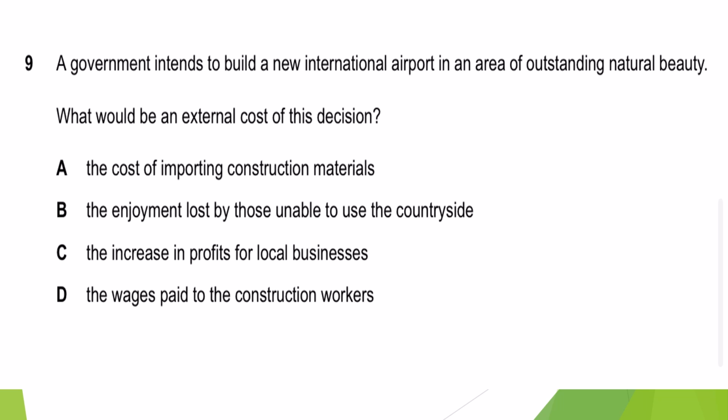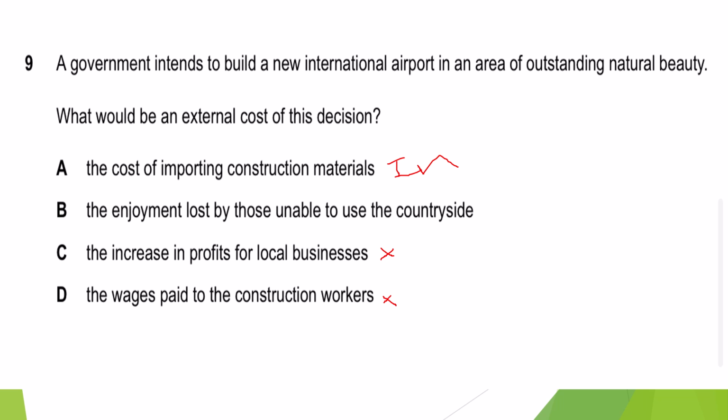A government intends to build a new international airport in an area of outstanding natural beauty. What would be the external cost of this decision? The cost of importing construction material, the enjoyment lost by those unable to use the countryside, the increase in the profit, the wages paid. No, this is the internal cost, right? This one is the profit, so this is not a cost. The wages paid is also an internal cost, so this would not be the answer.